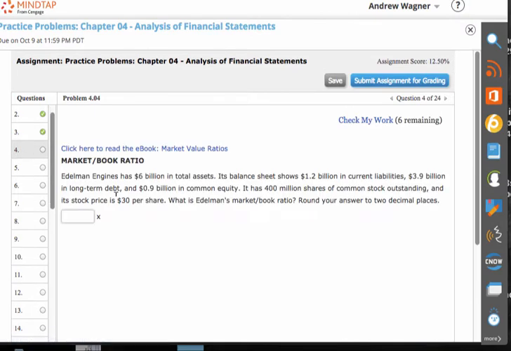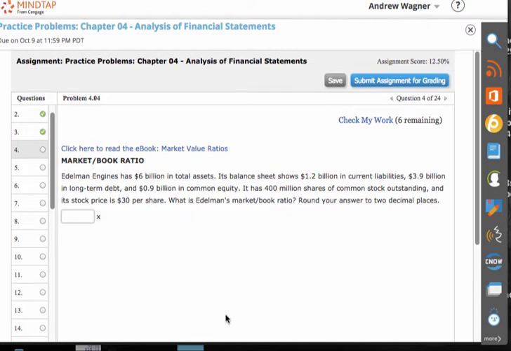Now let's go to the next one, number 4. Edelman Engines has $6 billion of assets. The balance sheet shows $1.2 billion of current liabilities, long-term debt, they're separating those out, and $0.9 billion or $900,000 of common equity, 400 million shares of common stock outstanding. The stock price is $30. The question is, what is the market to book ratio?